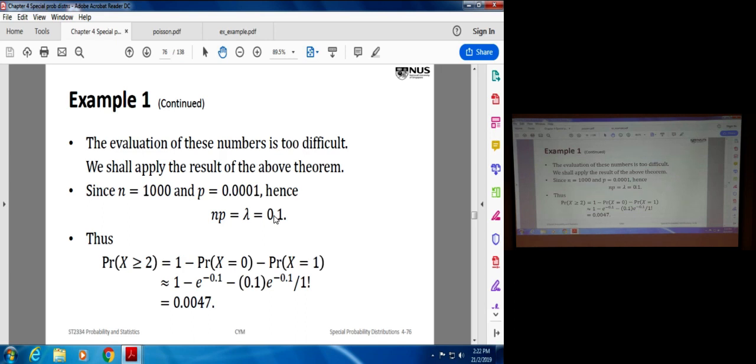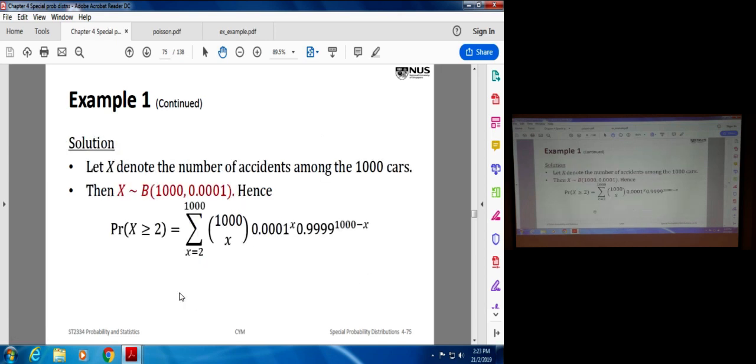So if I assume now X is Poisson with lambda 0.1, and I ask what's the probability that X is greater than or equal to 2? That's 1 minus the probability X is equal to 0, and I subtract the probability X is equal to 1. This is a simple calculation: 1 minus e to the minus 0.1 minus 0.1 e to the minus 0.1 over 1. So the probability is very roughly 0.047. This is an easy calculation that you can do on your calculator.